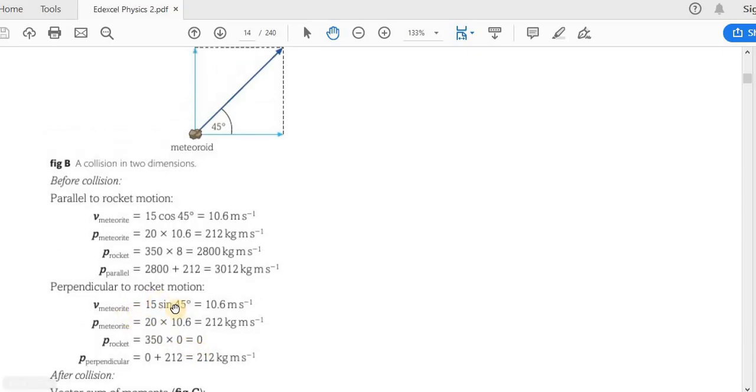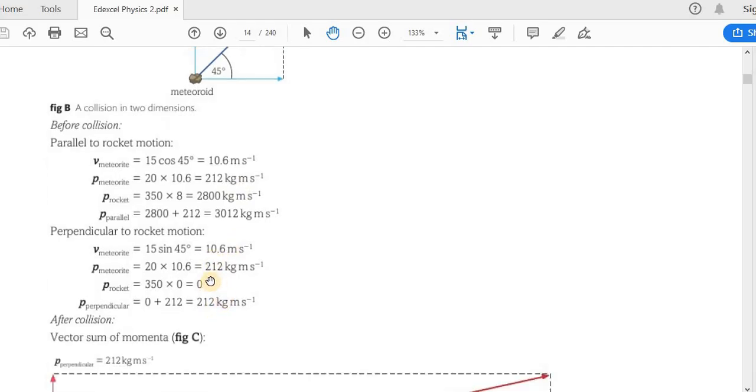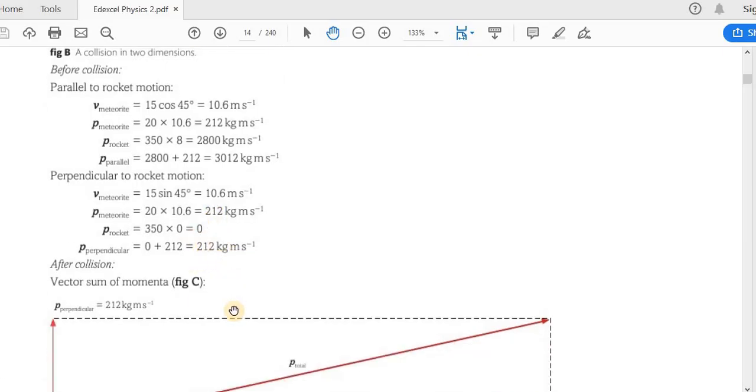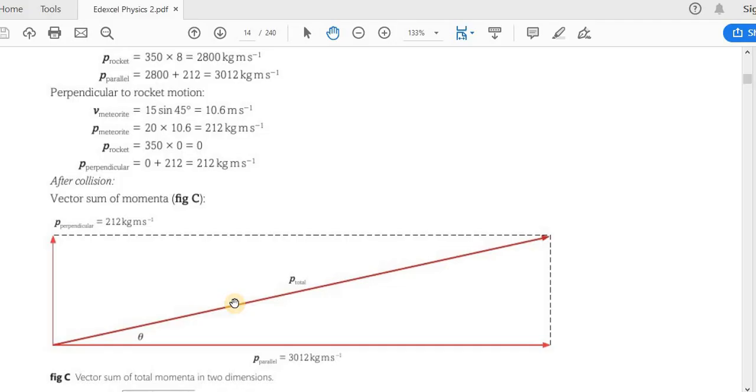But the momentum of the meteoroid is again 10.6 because sine 45 equals cosine 45. You get again the same value, 212. Then the total momentum before impact in the y direction is the sum of these two, which is 212 kilogram meters per second. So this is the total momentum in the x and y directions respectively, that is parallel to the rocket's initial motion and perpendicular to its initial motion.